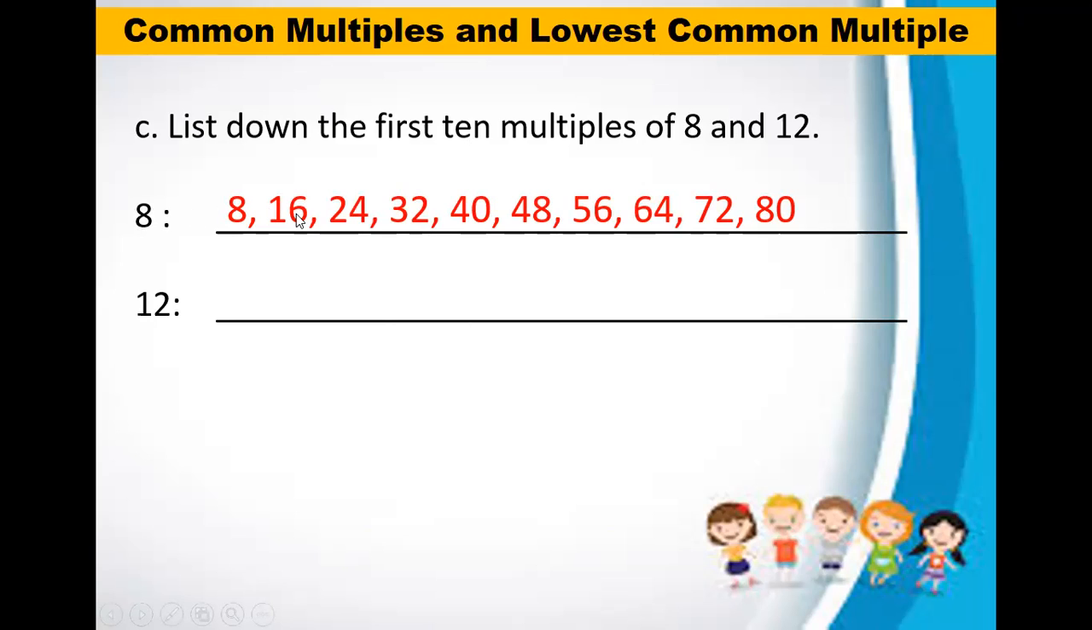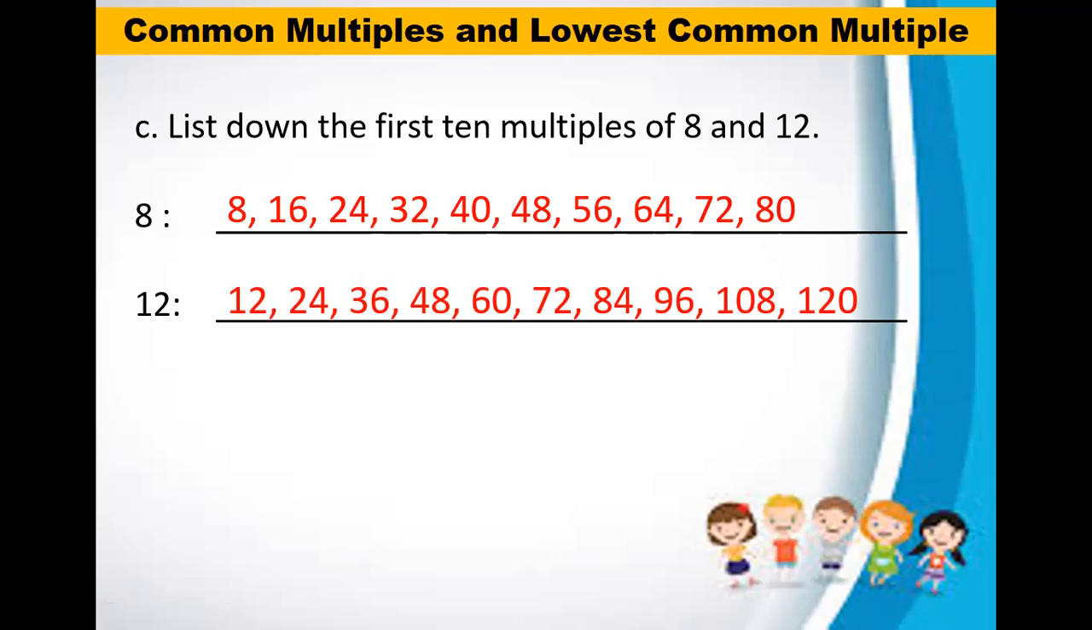1, 8, 16, 24, 32, 40, 48, 56, 64, 72, and 80. If you count it, 1, 2, 3, 4, 5, 6, 7, 8, 9, 10. It's only the first 10 because if I'm not going to write first 10, it will be infinite. Okay? So there are more multiples. Now, how about 12? Okay, until 120.